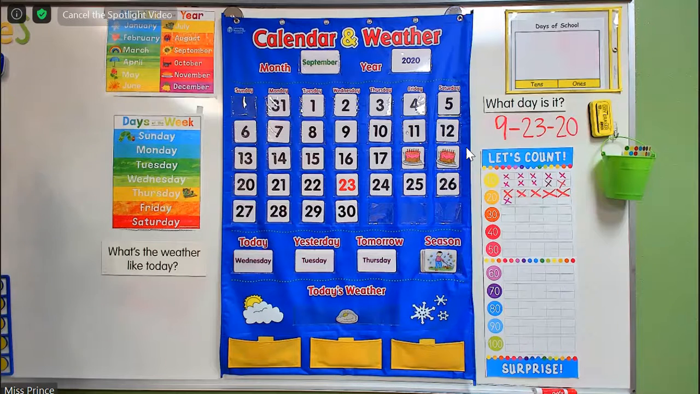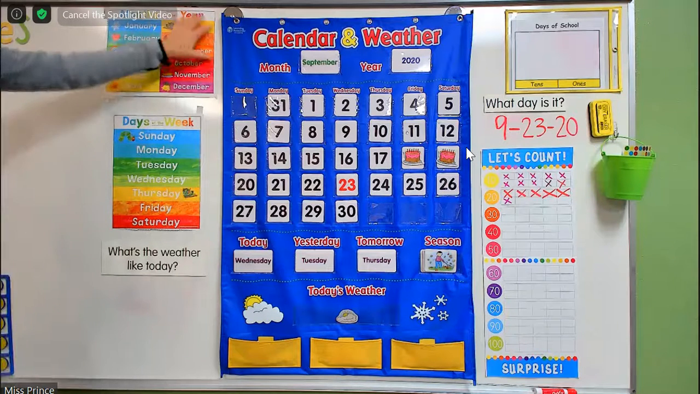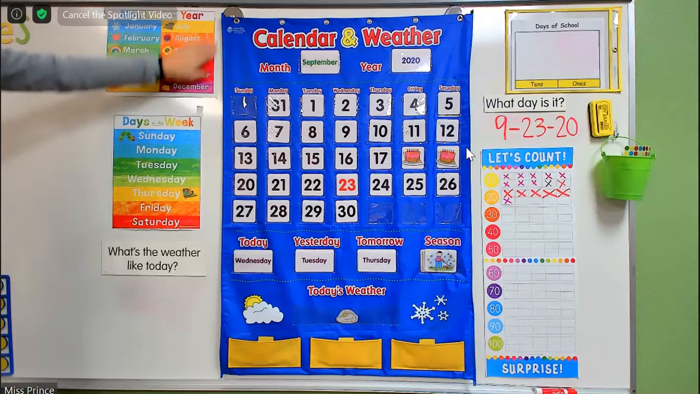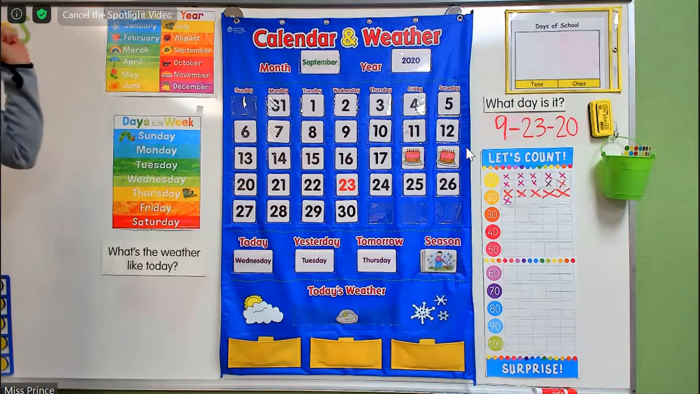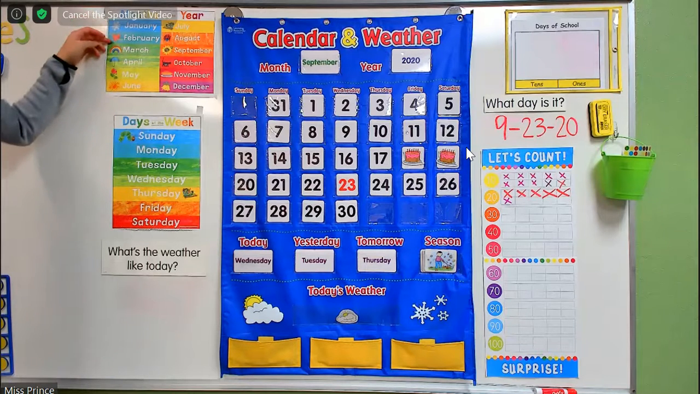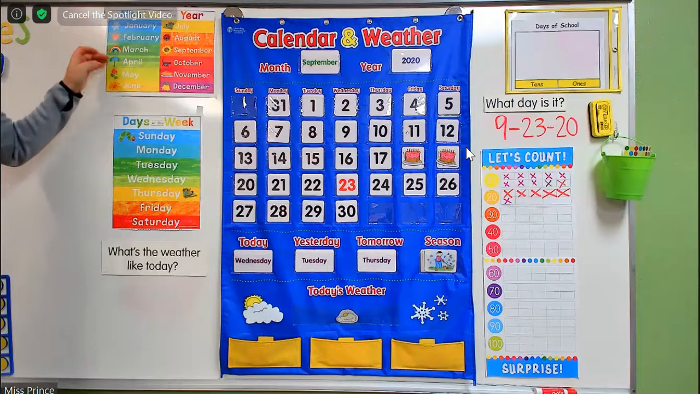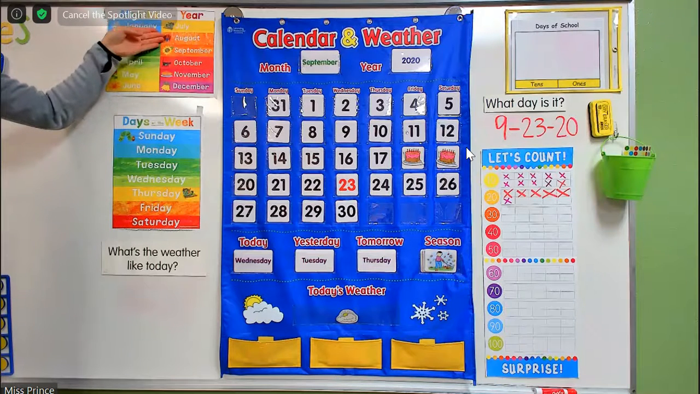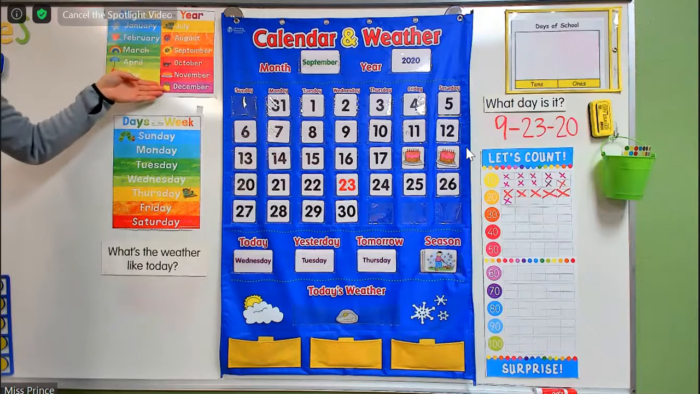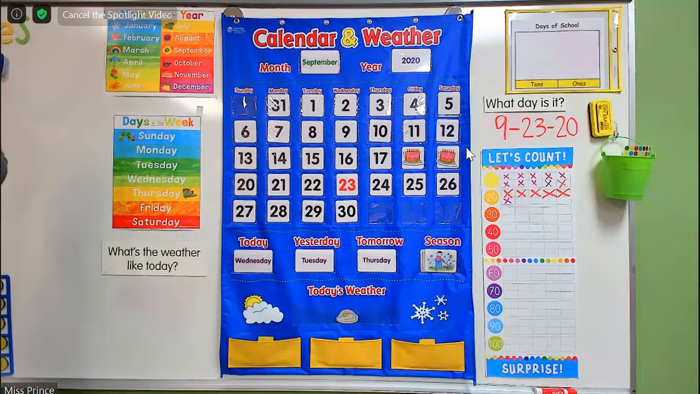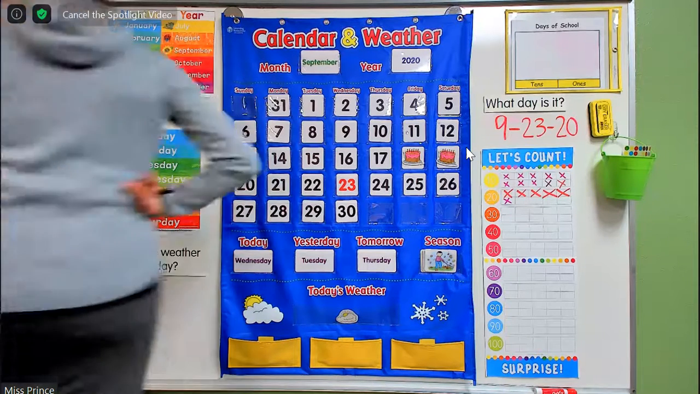Okay. We are going to move to months of the year. So go ahead and stand up. And we start with January. January, February, March, and April, May, June, July, and August, September, October, November, December. Those are the months of the year. And we all turn around.